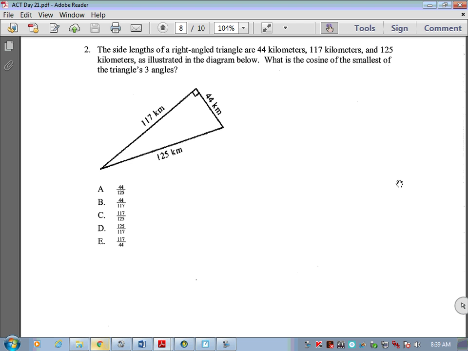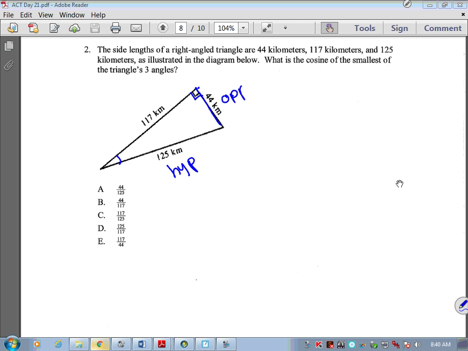What is the cosine of the smallest of the 3 angles? Well, what you want to know here is that the smallest angle is going to be opposite the shortest side, right? Okay, so the shortest side is 44, so the smallest angle is going to be that right there. Keeping in mind that this is a right angle, so this, no matter what, is my hypotenuse.